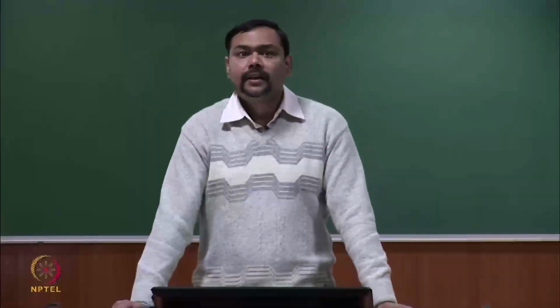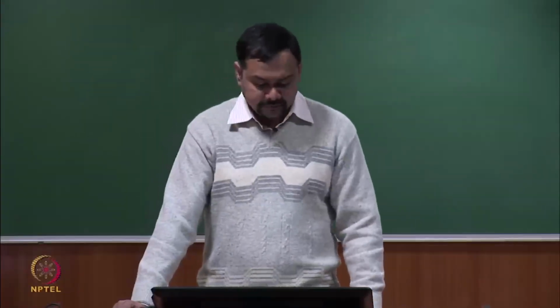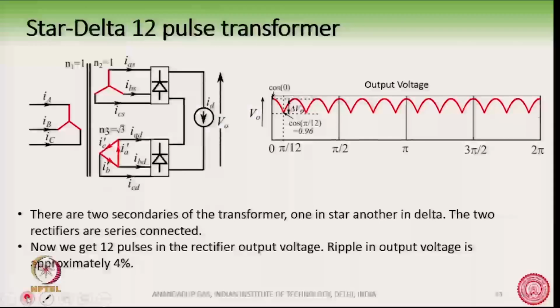Now, what is there in a 12 pulse transformer? The circuit arrangement of a 12 pulse transformer is shown here. You have one primary and two secondaries, one secondary in star and another secondary in delta connection. The primary and secondary star-star connection has a turns ratio of 1:1, and the star-delta has a turns ratio of 1:√3.